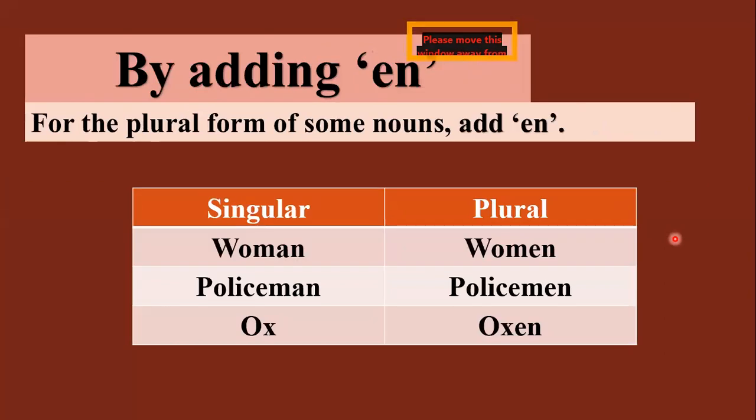Okay. Now the third one is by adding en. For the plural form of some nouns, add en. So you're going to write this with black, that is, by adding en. This will be written with a black pen, and then with the blue pen, write the sentence and draw the column and write the examples.